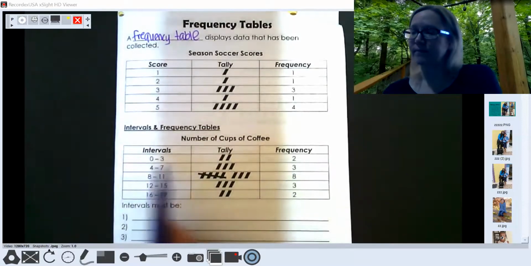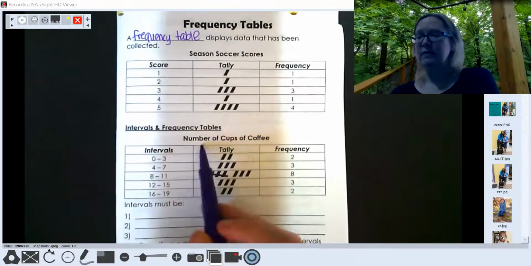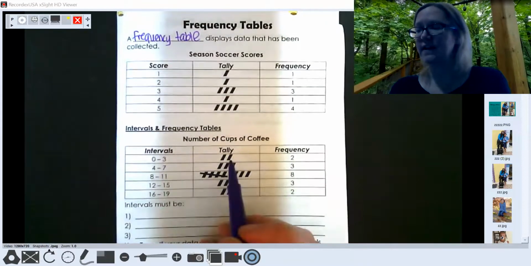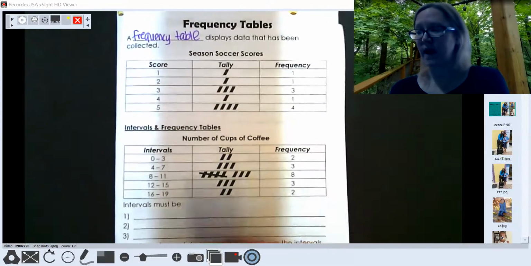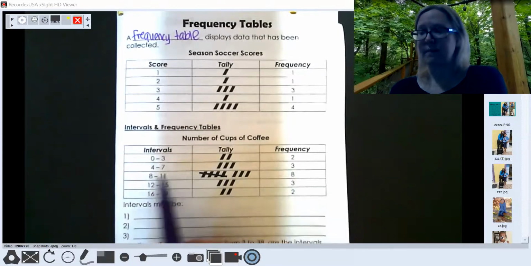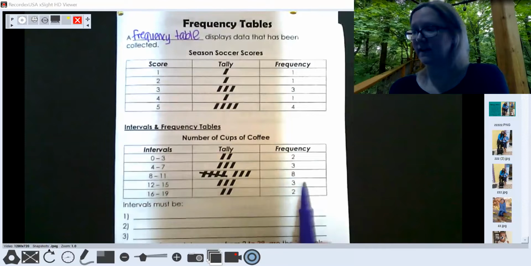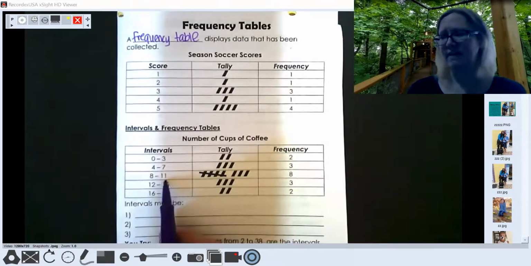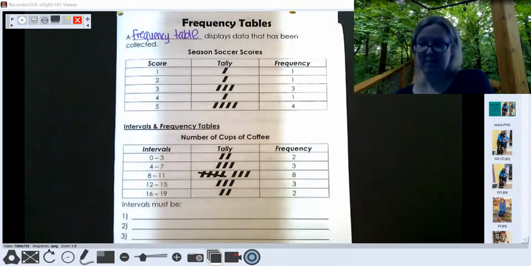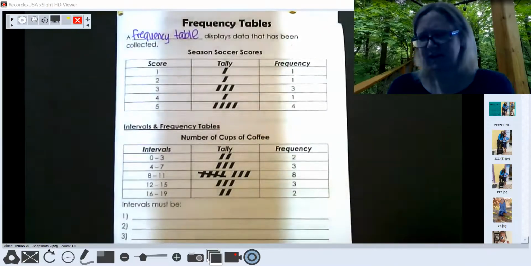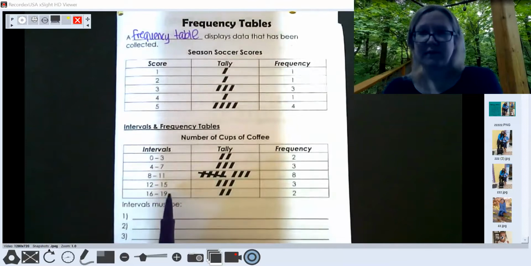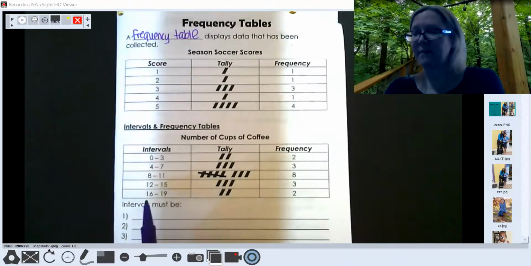All right, so the way you would read this, and this is about the number of cups of coffee. It's saying that there are, let's say, 2 people who have between 0 and 3 cups of coffee. There are 3 people who have between 4 and 7 cups of coffee. 8 people who have between 8 and 11 cups of coffee. That's a lot of coffee, y'all. I'm assuming this is like within a month, maybe, or a week. I don't know. 3 people had between 12 and 15 cups of coffee, and 2 people had between 16 and 19 cups of coffee.